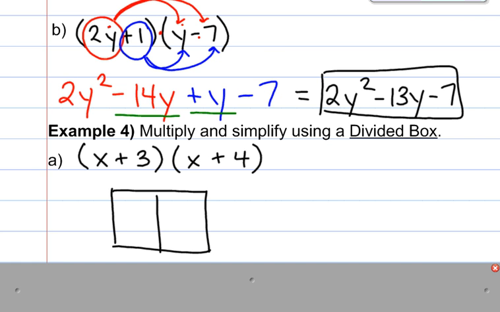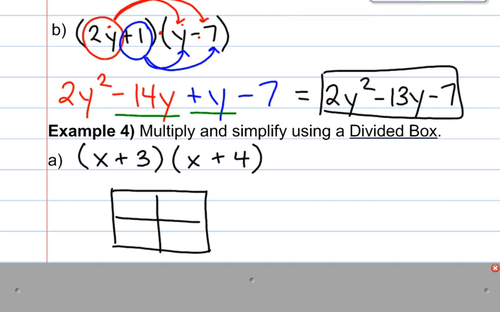It could be a square, and I want you to divide it into 4 pieces. Now you have the x plus 3 and then the x plus 4. So what you can think of this as is like you're finding the area of a box, and you find the area of a box or a rectangle by length times width.